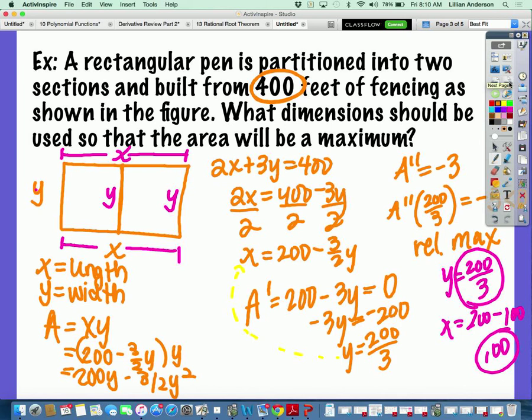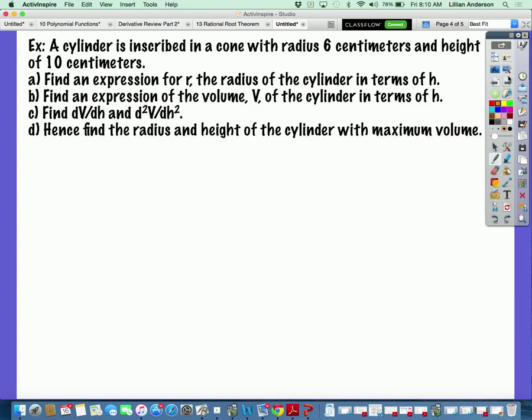Last example that we're going to do, and then you guys are going to do some on your own, is we have a cylinder that's inscribed in a cone with a radius of 6 centimeters and a height of 10. And I forgot to attach the picture, so I'm going to do a quick little sketch so you guys can see exactly what I'm talking about. Okay, can you see it? Can you see the cone and the cylinder inside the cone?